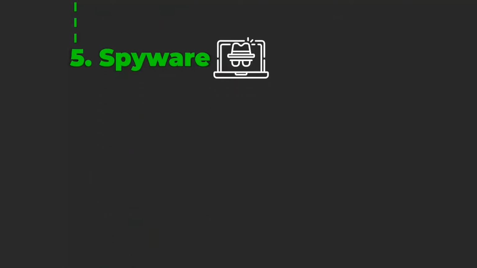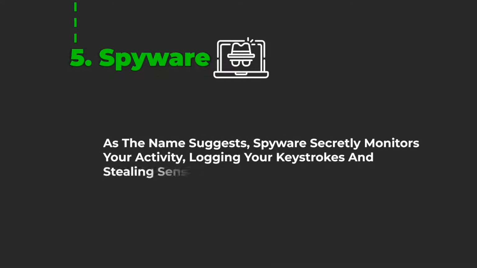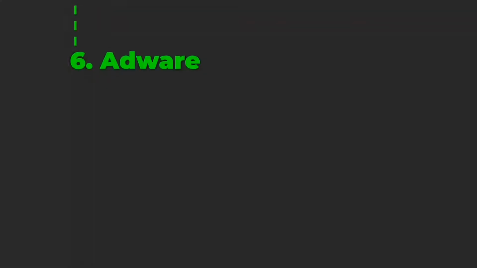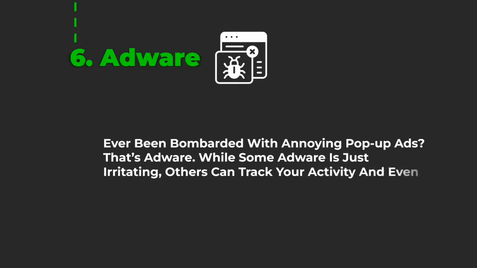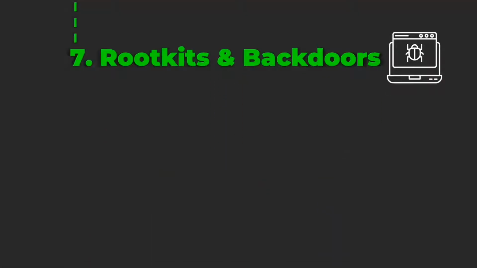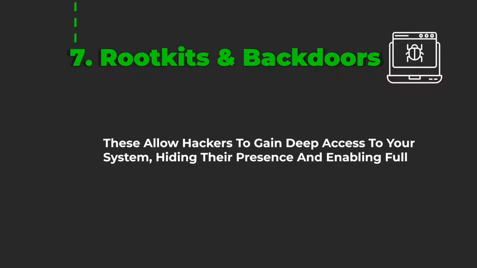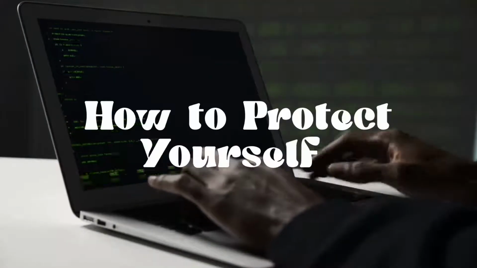5. Spyware. As the name suggests, spyware secretly monitors your activity, logging your keystrokes and stealing sensitive information like passwords and banking details. 6. Adware. Ever been bombarded with annoying pop-up ads? That's adware. While some adware is just irritating, others can track your activity and even install more malware. 7. Rootkits and backdoors. These allow hackers to gain deep access to your system, hiding their presence and enabling full remote control. Scary, right? Now that you know the different types of malware, let's talk about how to protect yourself.